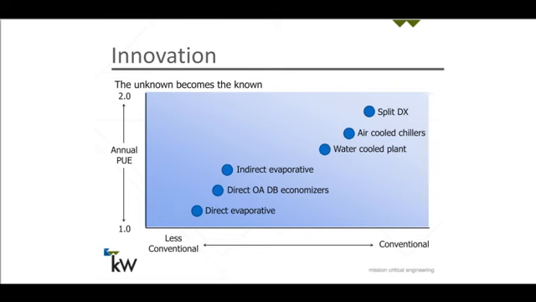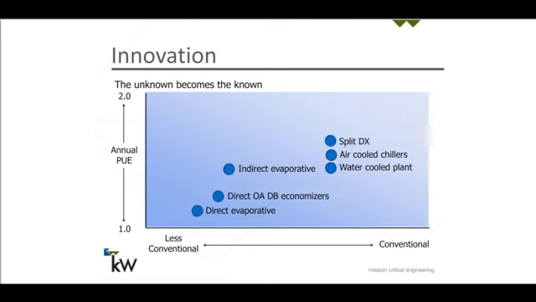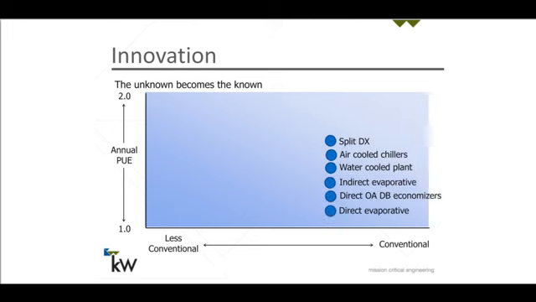In many markets, direct evaporative, direct OA, dry bulb economizers, and indirect evap cooling are a bit less conventional. Certainly, there are some markets, the internet specifically, where those are much more conventional. And then on the right, you've got the more conventional systems. But as time goes by, what was less conventional is becoming more conventional, and as we apply these systems more, the PUEs get lower and lower.